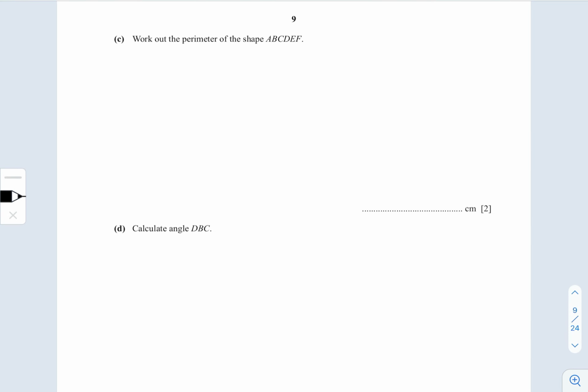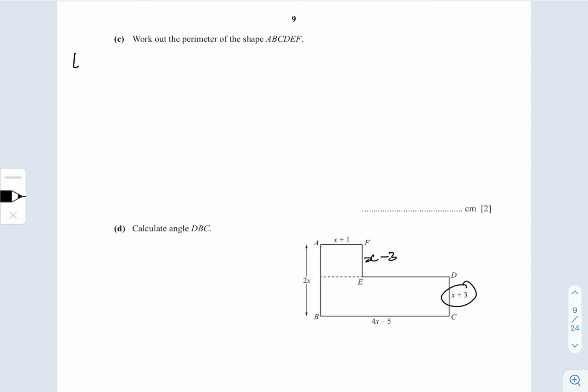Now in question C, it says to work out the perimeter of the shape ABCDEF. We know the length of EF already, which was previously calculated, that was x minus 3. So now we have to work out the length of DE. The length DE equals length BC, which is 4x minus 5, minus the length AF, which is x plus 1. This would therefore give you 3x minus 6.